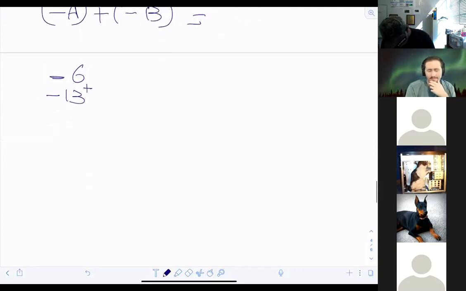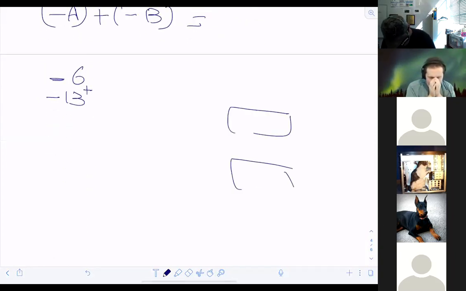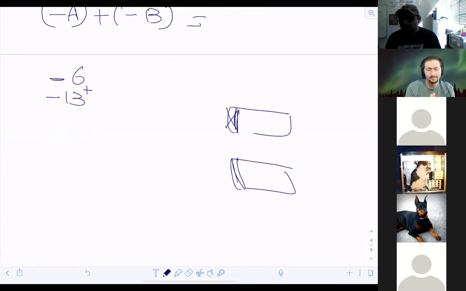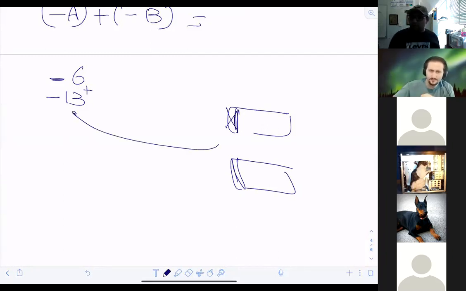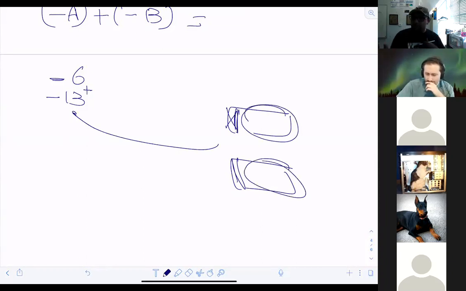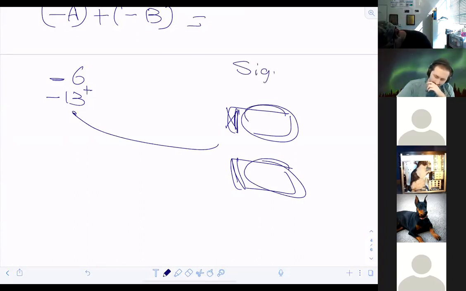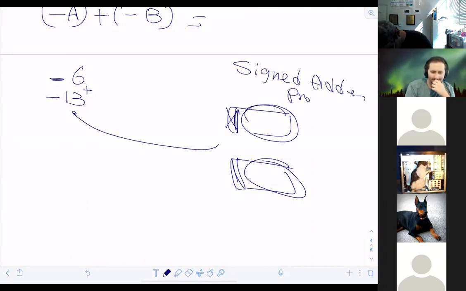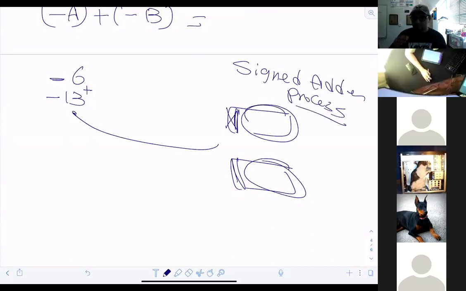So let's say that you already have here a value, and I know this is the sign and this is the sign. If I build a circuit doing this, I would just take this one and this one and compare them. And then from there, I will know what my output will be, right? Then I will start doing the comparison between this and that based on the sign also. And then I will do the process. They call it the signed adder process.